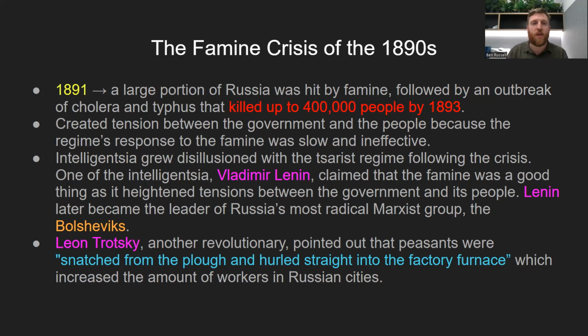Now, since the Bolsheviks and also the Mensheviks believed largely in a proletariat revolution following Marxism and Marxist thought, this increased the likelihood of a proletariat revolution. By having all these people who were affected by the famine move to the cities, it was increasing the number of workers in the cities.